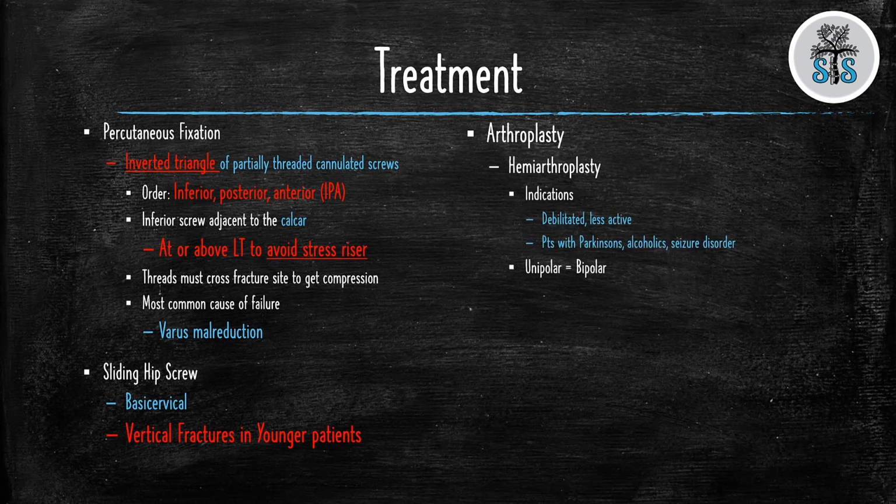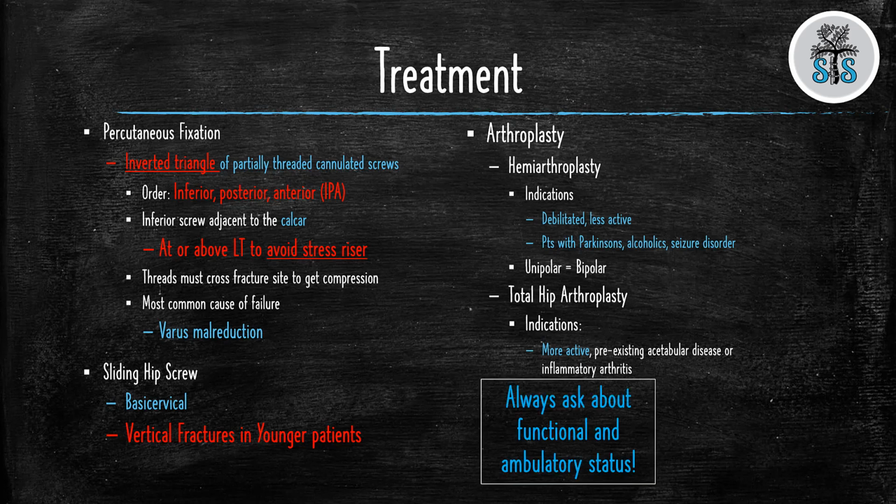Arthroplasty, hemi versus total. A hemi you want to give to more debilitated, less active patients, or patients that are prone to dislocation, like Parkinson's, alcoholics, and seizure disorder patients. Total hips will be for the more active patients, or if they've already had pre-existing acetabular disease or inflammatory arthritis. Remember, always ask about the functional and ambulatory status when talking to the patient.